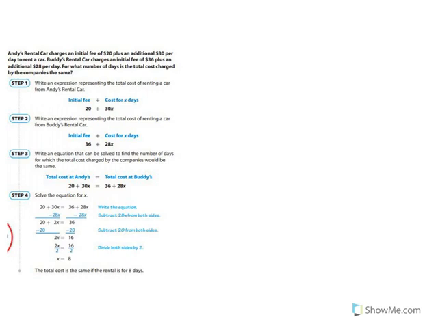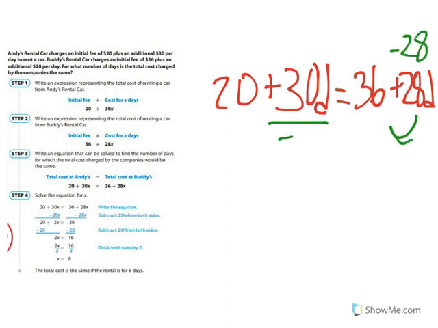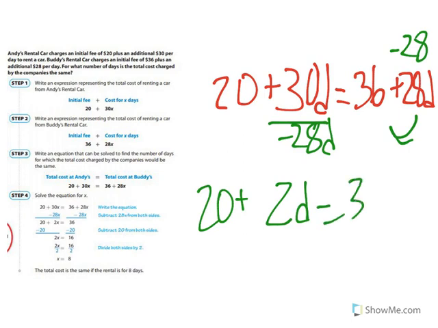All right, Andy's rental car is $20 right away plus $30 a day. So let's make that our variable, 30D, equals, in this case, Buddy's is $36 at first, and then it's $28 a day. And so let's solve now. Like I told you guys, that strategy, your bigger D is here, so let's move our D's over to that side. So I'm going to subtract 28D out over here, which will subtract 28D over here. That leaves me with 2D. So I have 20 plus 2D equals 36.